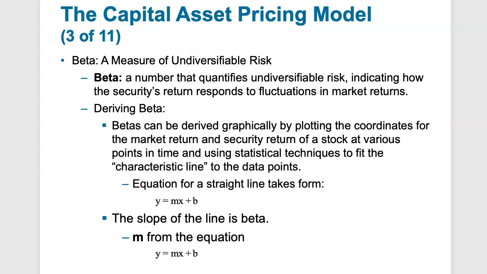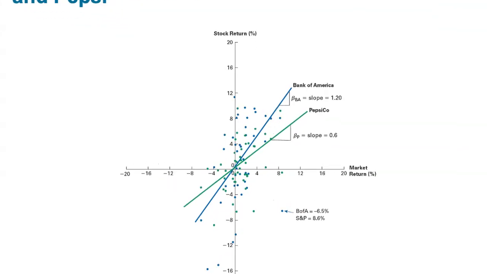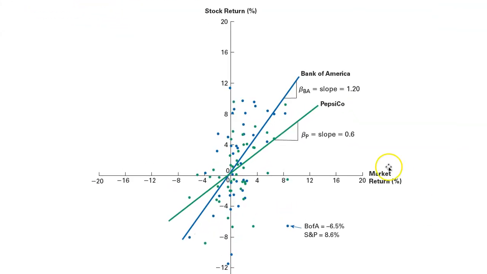So let's look at a graphical representation. Like I said, for the purposes of this course, we're not going to be mathematically calculating beta. We're just trying to interpret beta for the utilization of creating portfolios and for its influence in the capital asset pricing model. Now, let me make this a little bit bigger so it's visible. Here's Bank of America and here's PepsiCo, two different stocks.